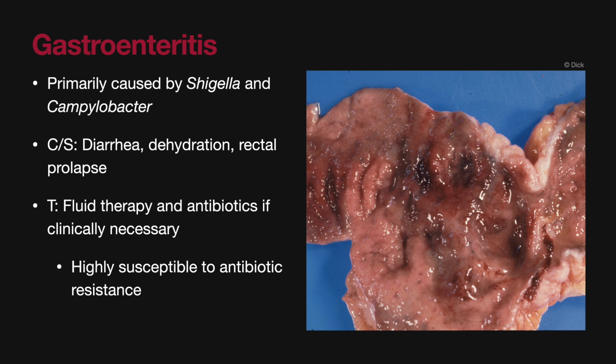The first is gastroenteritis. Gastroenteritis is primarily caused by Shigella and Campylobacter in this species. It can lead to diarrhea, dehydration, and rectal prolapse. Treatment is similar to other species, with fluid therapy and antibiotics as clinically necessary. Careful use of antibiotics is very important in non-human primates, as the pathogens that can cause gastroenteritis in these species are highly susceptible to antibiotic resistance.